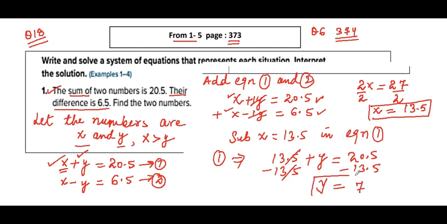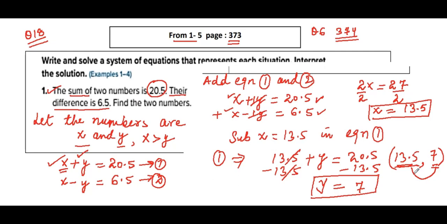So this is your y and this is your x. Our answer is 13.5 and 7. So this is x and y. And you can check your answer if you want. Add them: the sum of the numbers is 13.5 plus 7, 20.5. And if you subtract them, 13.5 minus 7 is 6.5. So if you add them it comes 20.5, and if you subtract them it comes 6.5. That means our answer is correct.